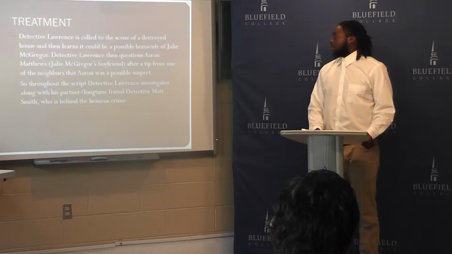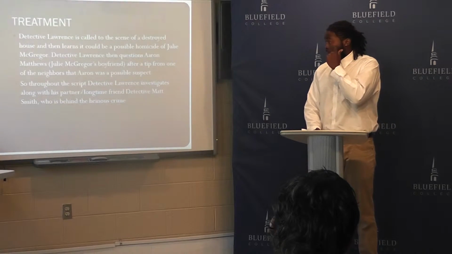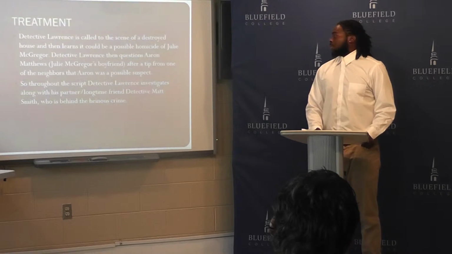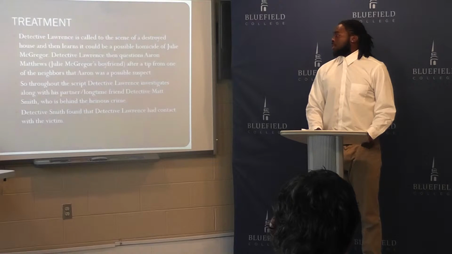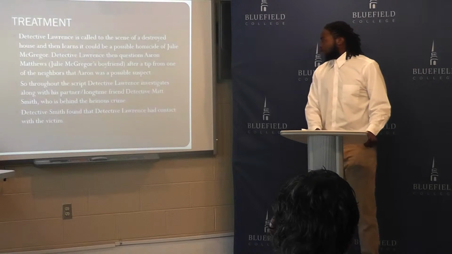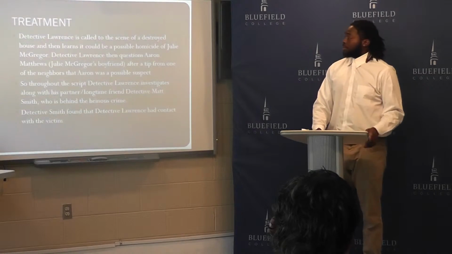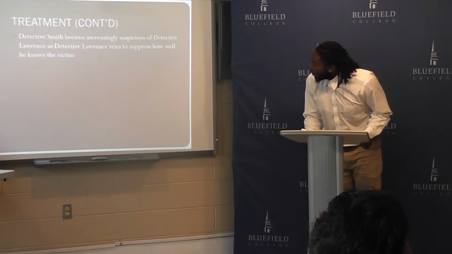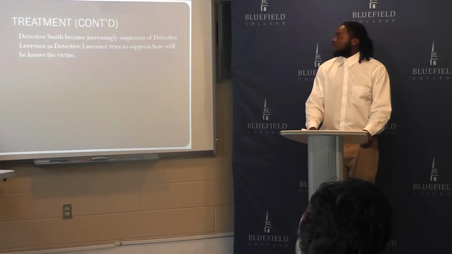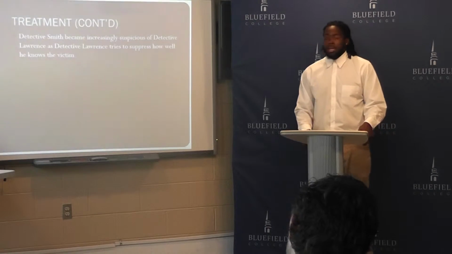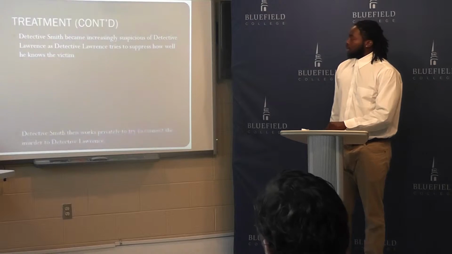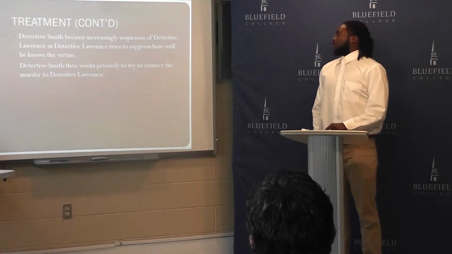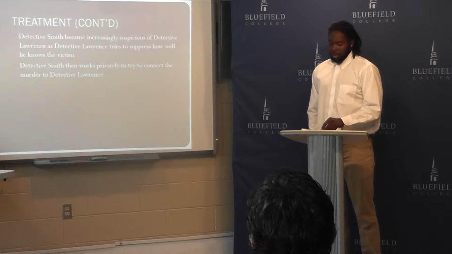So throughout the script, Detective Lawrence investigates along with his partner and longtime friend, Detective Matt Smith, who is behind the heinous crime. Detective Smith found out that Detective Lawrence had contact with the victim, and became increasingly suspicious of Detective Lawrence as Detective Lawrence tries to suppress how well he knows the victim. Detective Smith then works privately to try to connect the murder to Detective Lawrence.